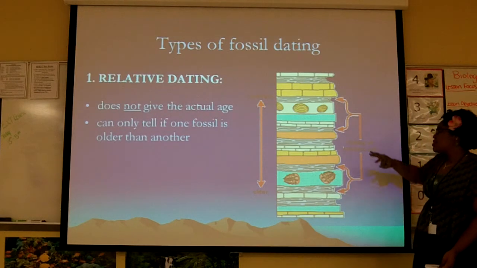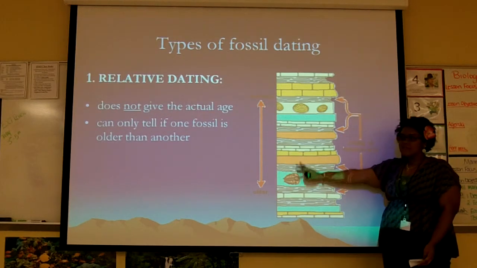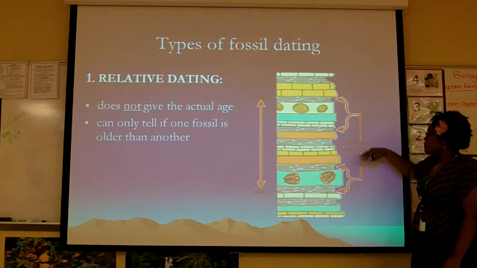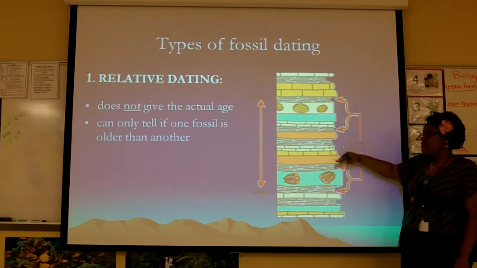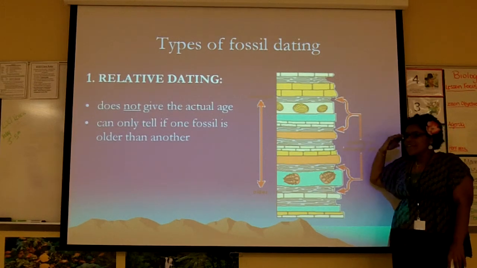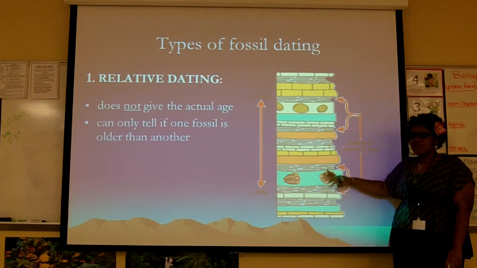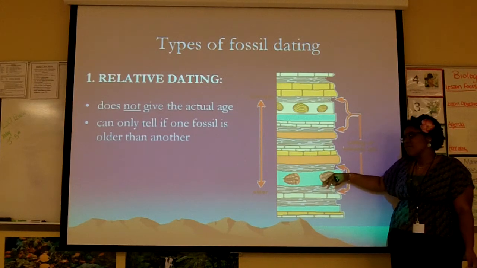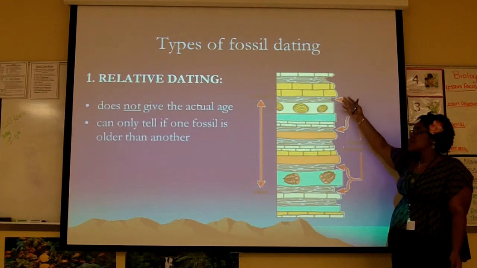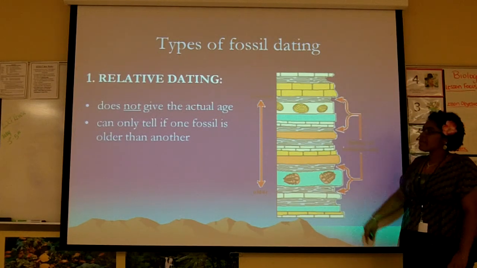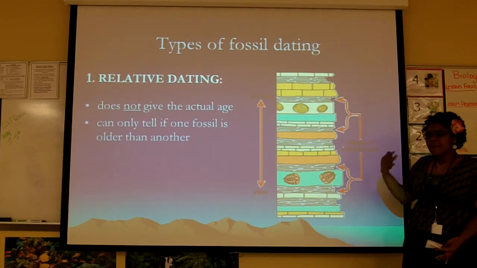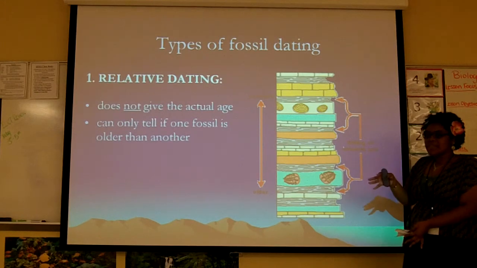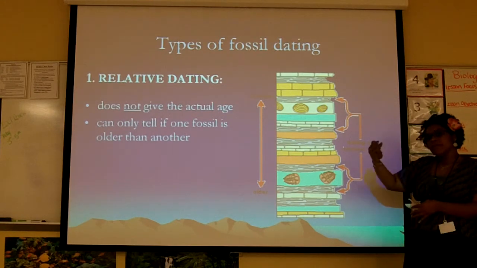Relative dating works because you have the layers of the Earth, and depending on where you find a certain fossil, it's kind of obvious: if it's closer to the core of the Earth, well, it's an older fossil. And if it's closer to the surface, then it's something younger. So it can only tell us, if you found two fossils in the same exact area, you can go, okay, well, this one's older than this one.